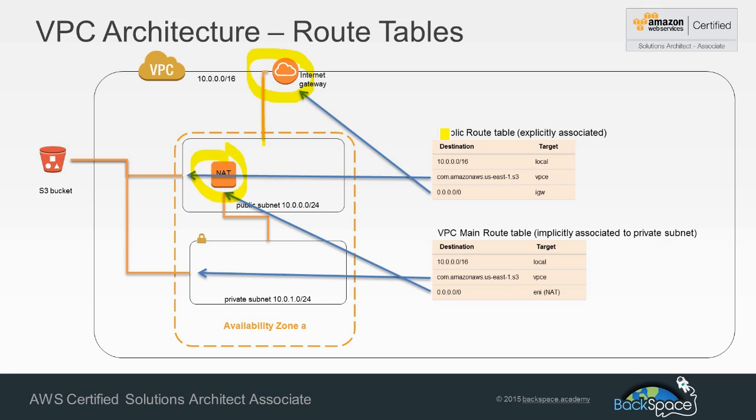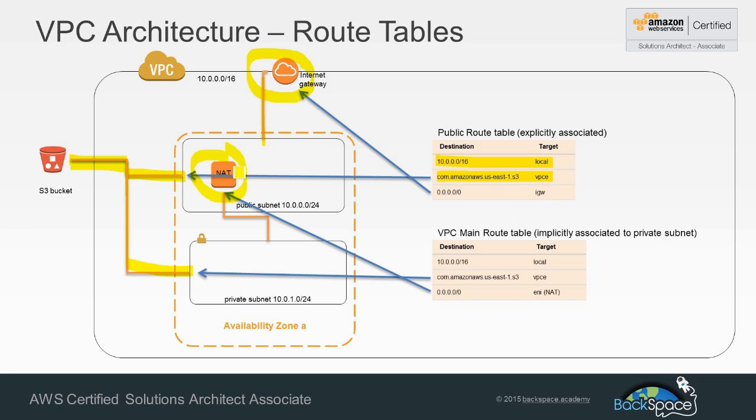Having a look at our public route table that has been explicitly associated to our public subnet, we have a local route for local traffic. We've also got here our VPC endpoint for our S3 service. That allows us to connect directly from our public and our private subnets through to an S3 bucket without having to go through the internet gateway and then back out and in again from our S3 bucket. So that's really what we're looking at there.